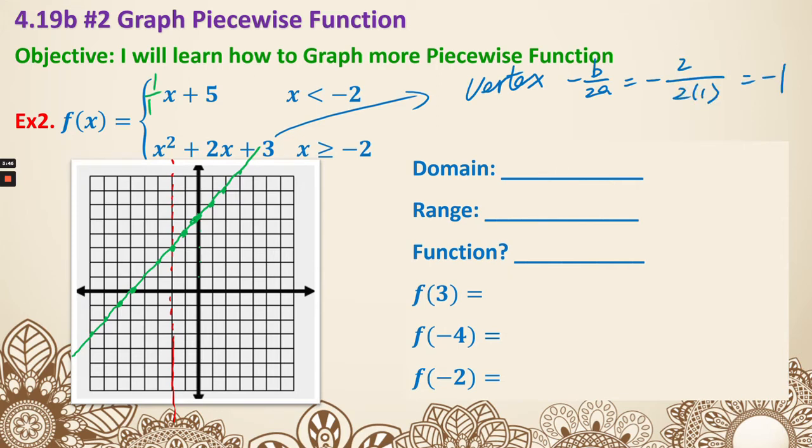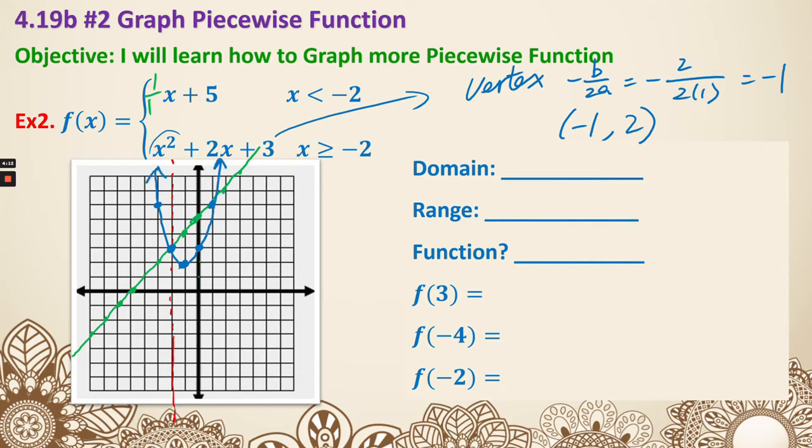If I plug in negative 1, I would be able to find my vertex. Negative 1 squared is 1, minus 2 is negative 1, plus 3 is 2. So that is my actual vertex, negative 1, 2. Then 1 left, 1 up, 1 right, 1 up, 2 left, 4 up, and 2 right, 4 up. There is my parabola.